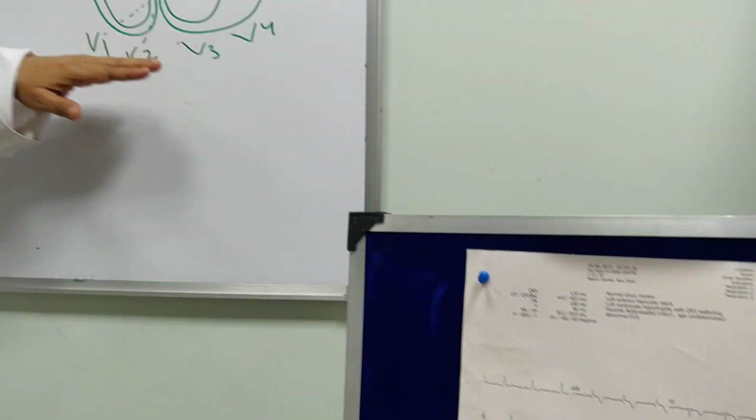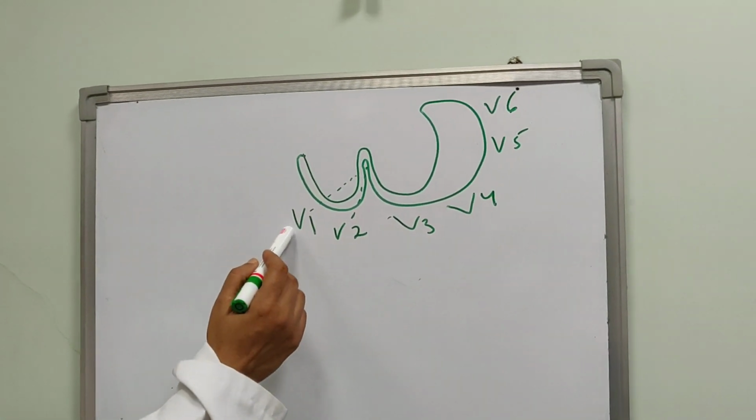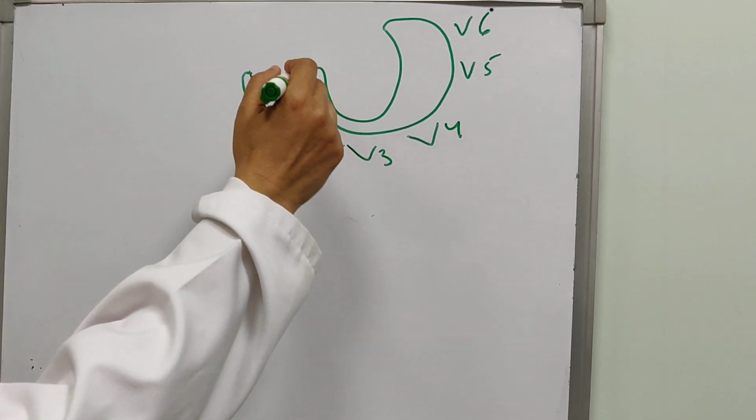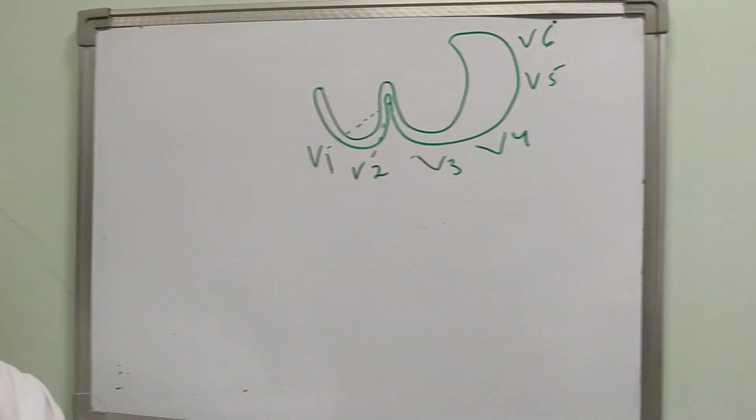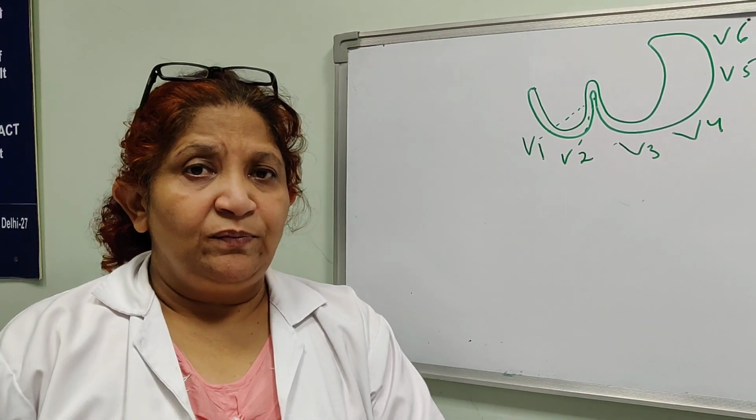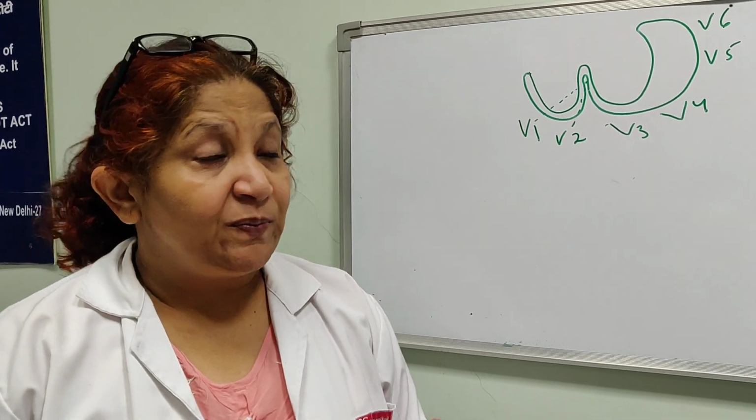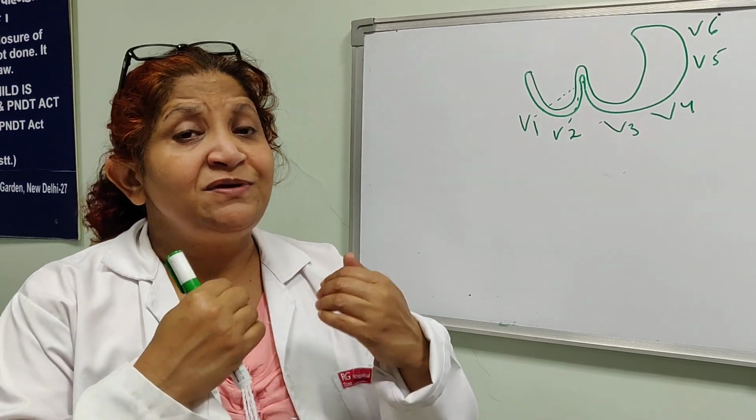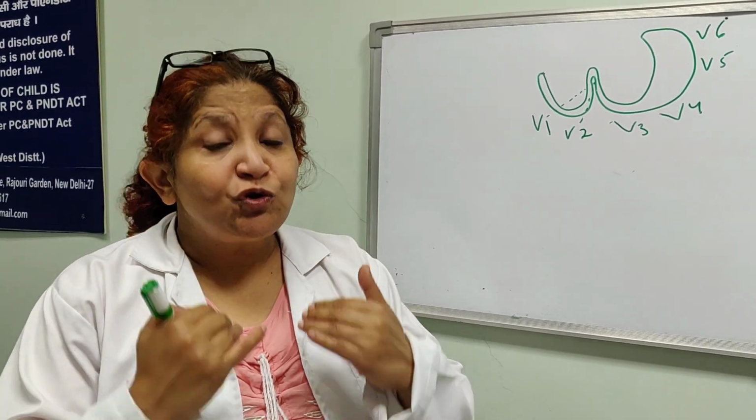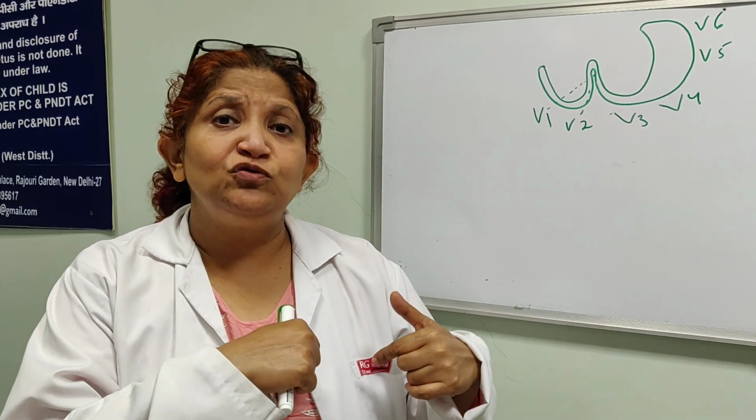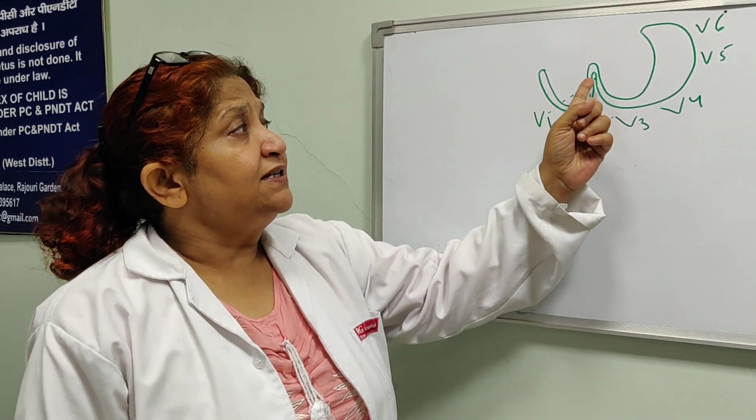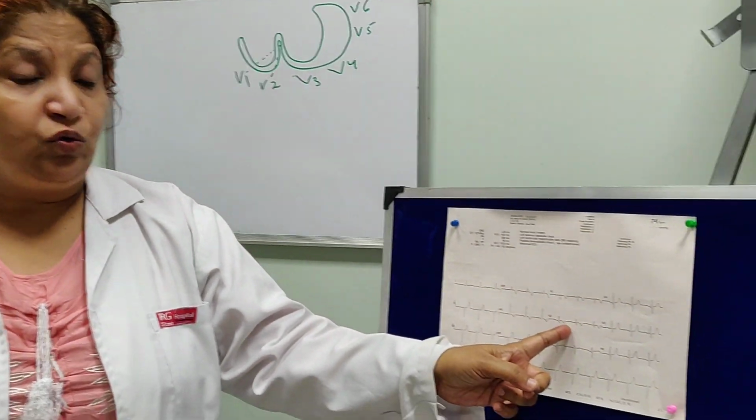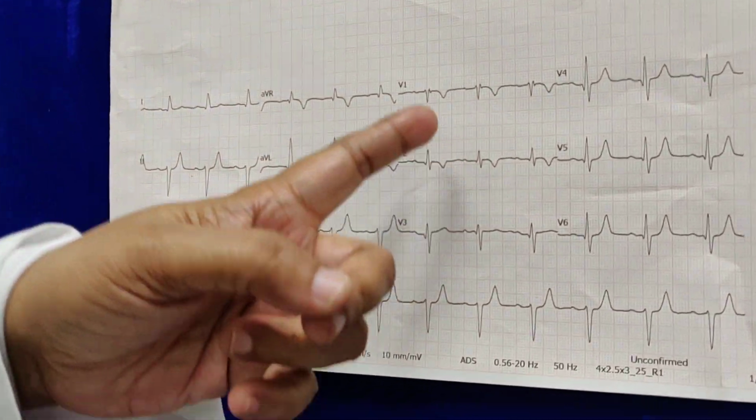So chest leads I will show on the board. Now V1 is looking into part of the right ventricle and interventricular septum, because V1 is situated a little on the right side, as we keep it on the right side in the fourth intercostal space. The right ventricle is the anterior ventricle and the interventricular septum is just behind the sternum, and V1 is close to the sternum. V2 is also close to the sternum. So V1 and V2 are actually septal leads. So V1 and V2 represent septal myocardial infarction.